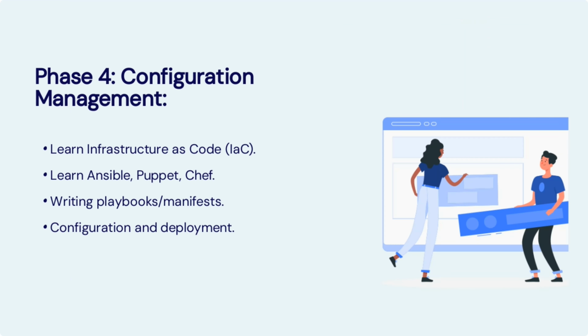In phase 4, configuration management, you will delve into infrastructure as code, IaC. This involves learning tools like Ansible, Puppet, and Chef, and writing playbooks and manifests for configuration and deployment. It's a crucial phase for streamlining and automating your infrastructure management.